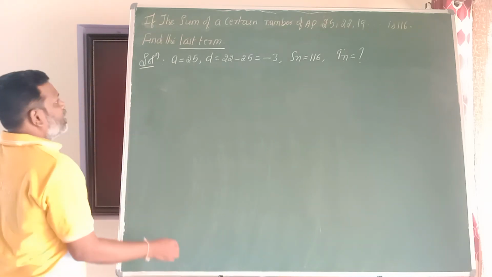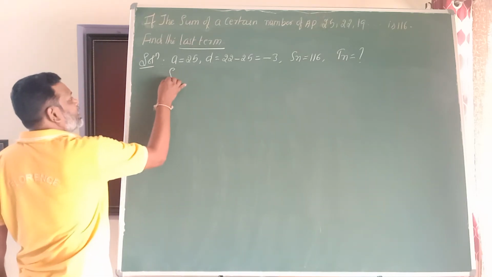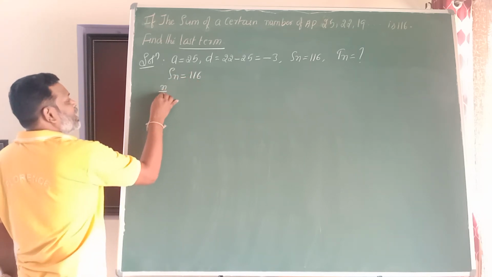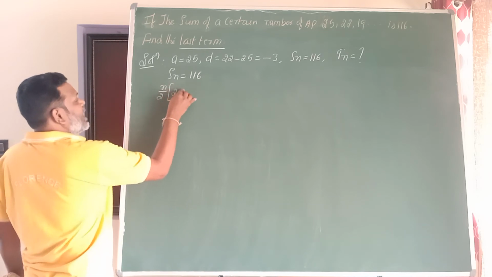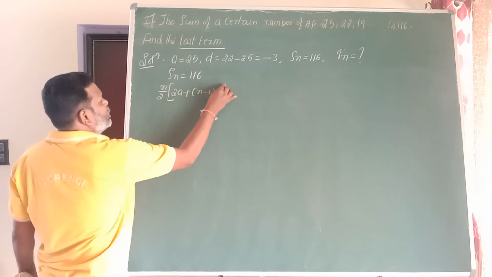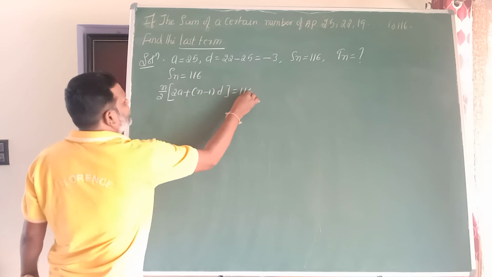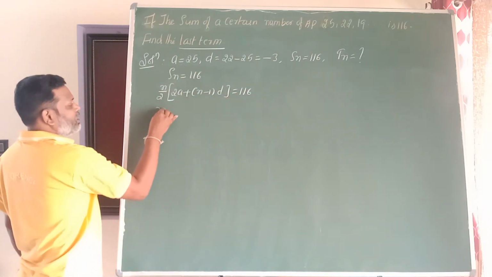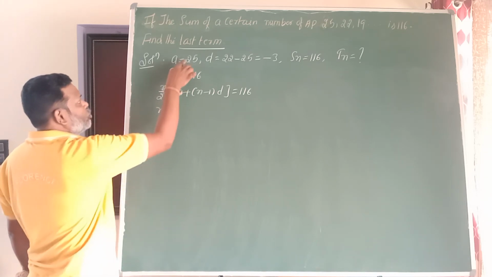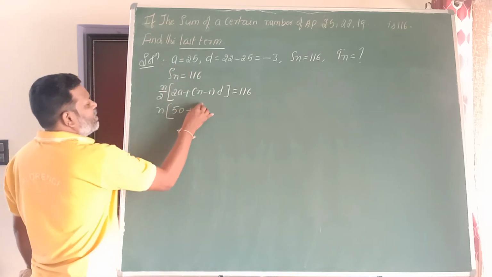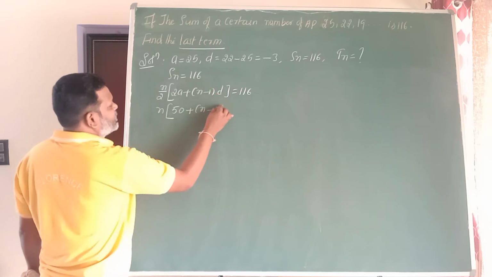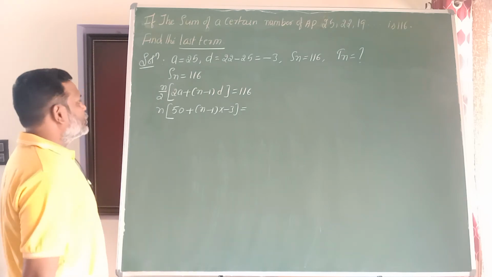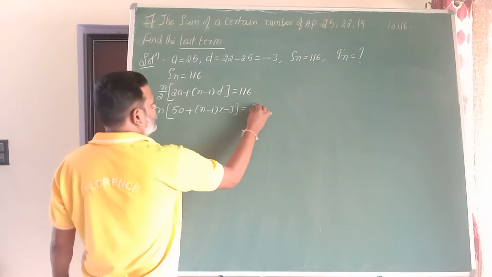Okay, now use the concept here. They are given Sn is equal to 116. What is Sn? n by 2 into 2a plus n minus 1 into d. This is 116. Just cross multiply. What happens here? n into 2a, 2 into 25, 50, plus n minus 1 into d, which is minus 3, is equal to 116 into 2. That is equal to 232.